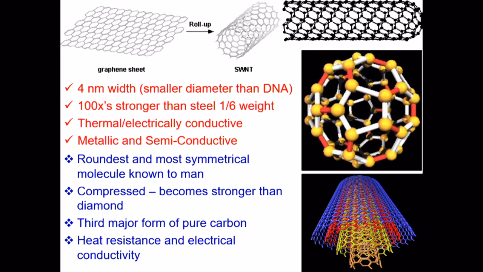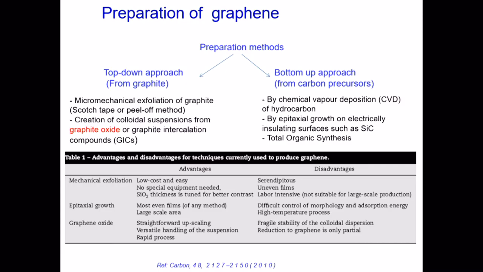Yeah, so you can have either single-walled or multi-walled structures, and also different interrelated structures, C60, C70, or more than other molecules, a number of molecules, and you can make a very big ball or tubes. And most of the graphene is prepared either by top-down approach or bottom-up approach.